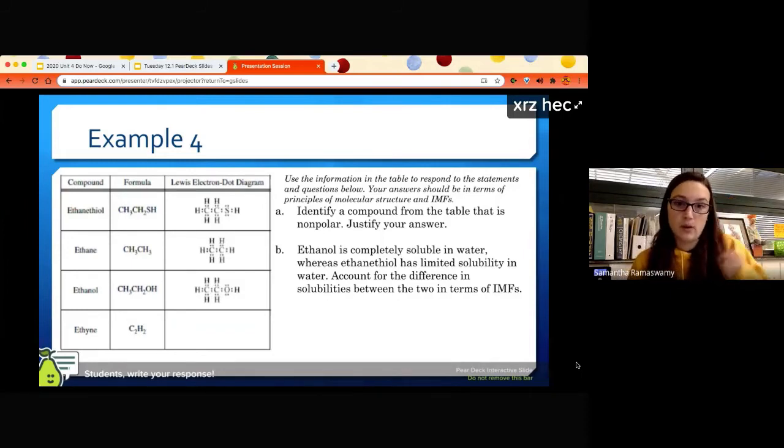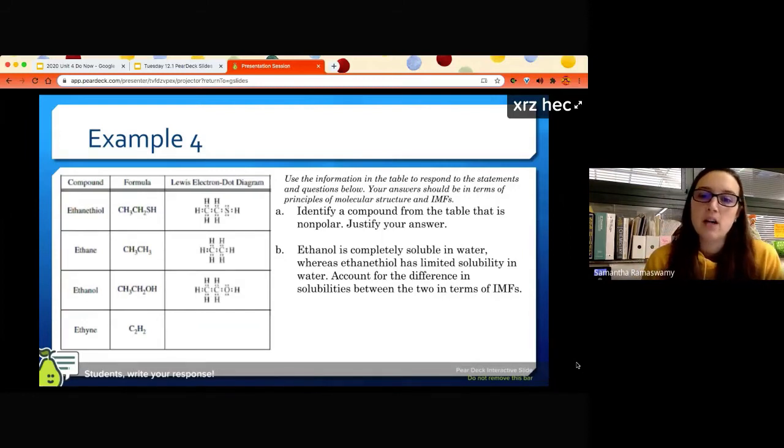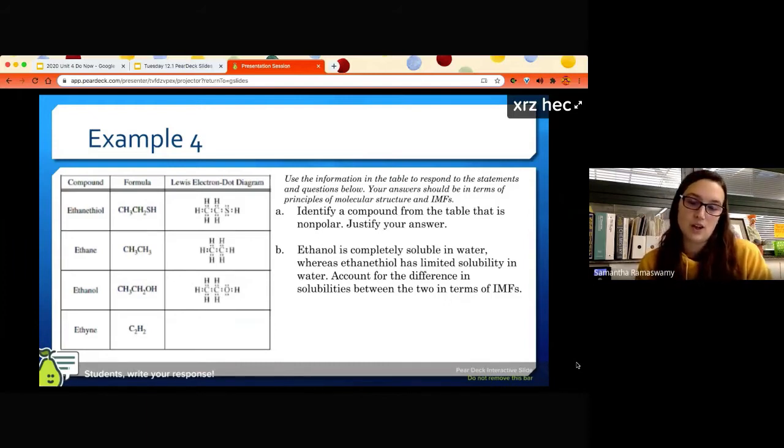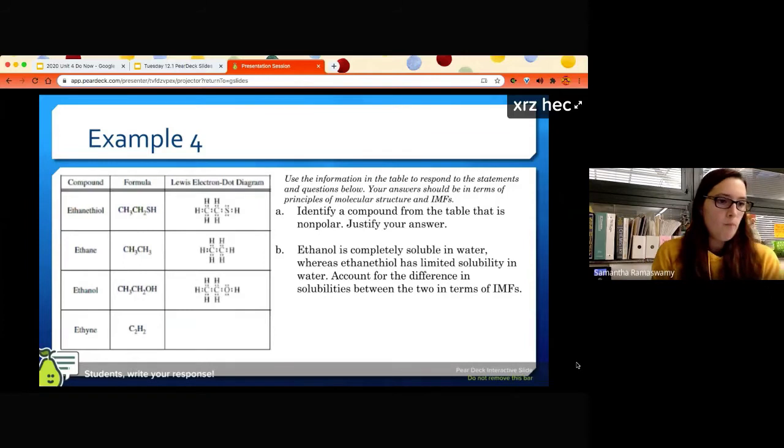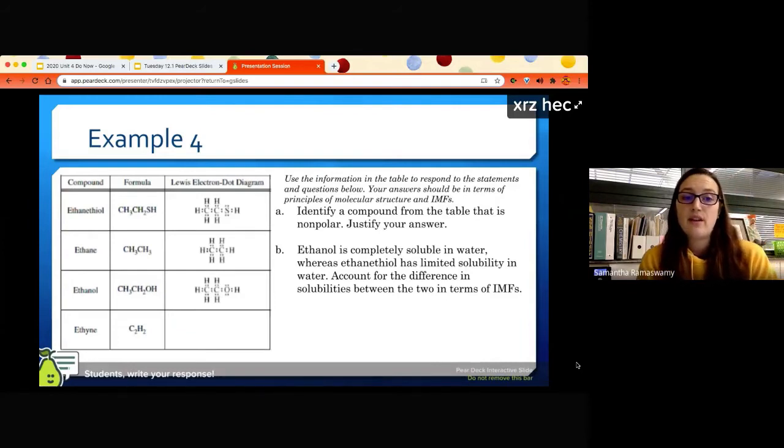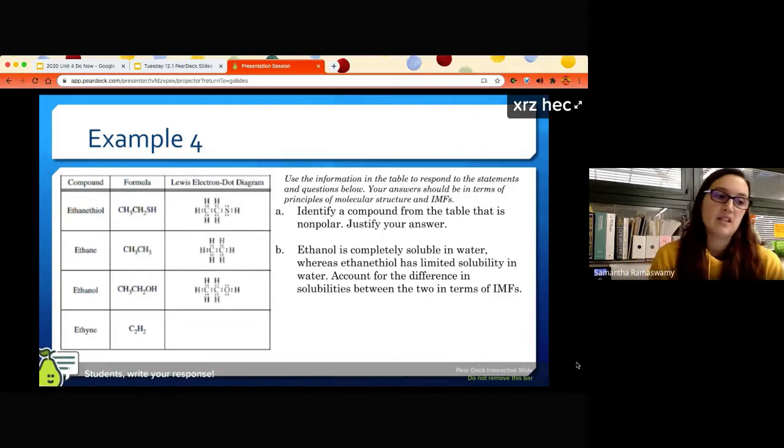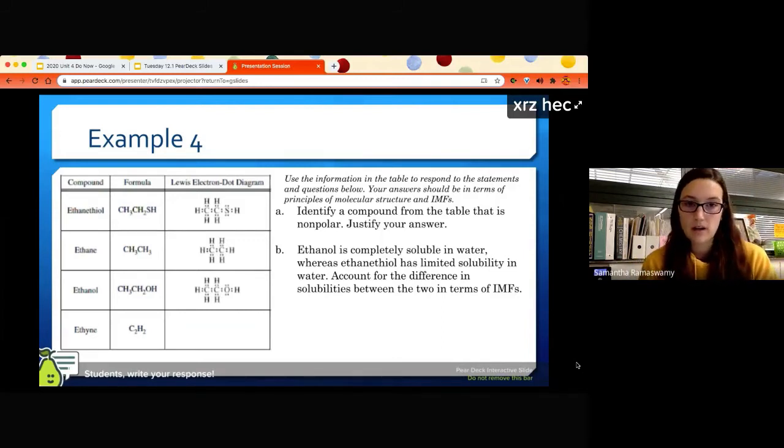Just a quick thing with organic. That's definitely more of an organic aspect. You're looking at why ethanol is completely soluble in water, but ethane thiol has limited solubility. So why does ethanol dissolve in water much better than ethane thiol? It says account for the difference in solubilities between the two in terms of IMFs. Make sure you're talking about the intermolecular forces that exist in ethane thiol and the ones that exist between molecules of ethanol and water. So you're looking at ethane thiol in water versus ethanol in water.